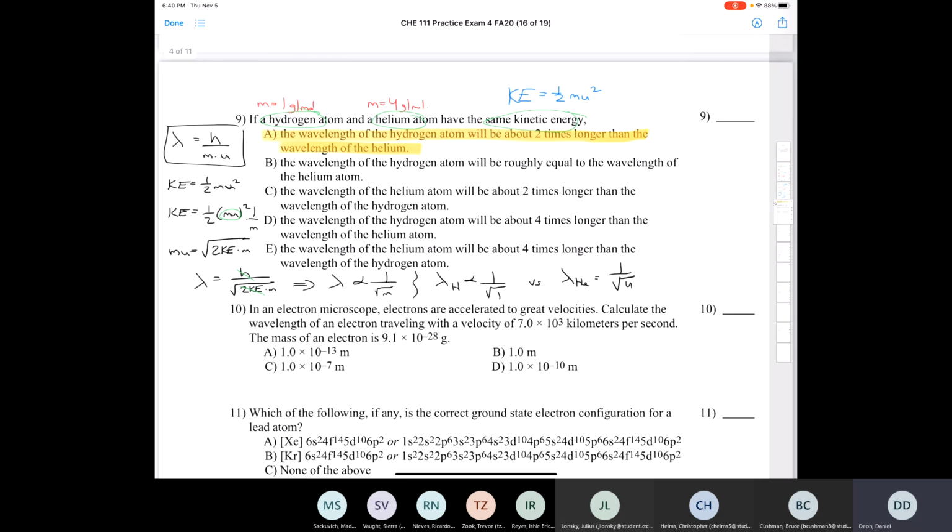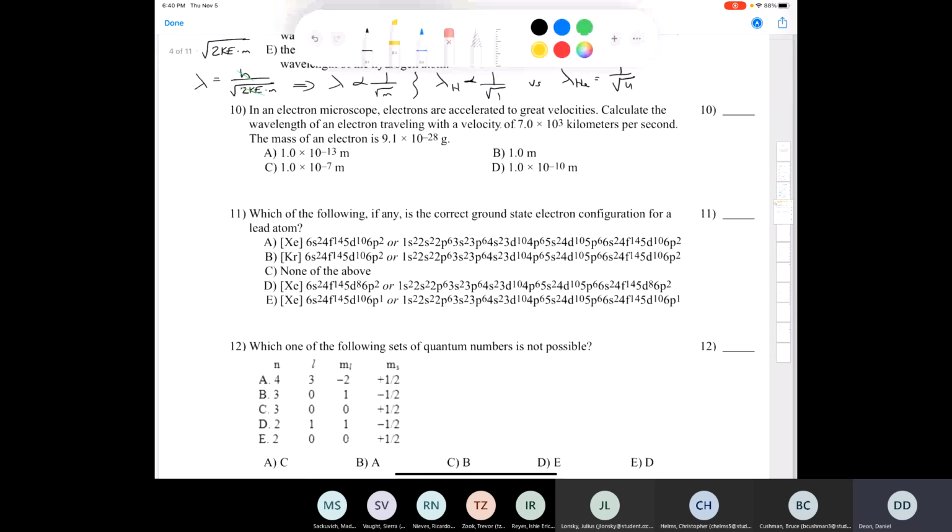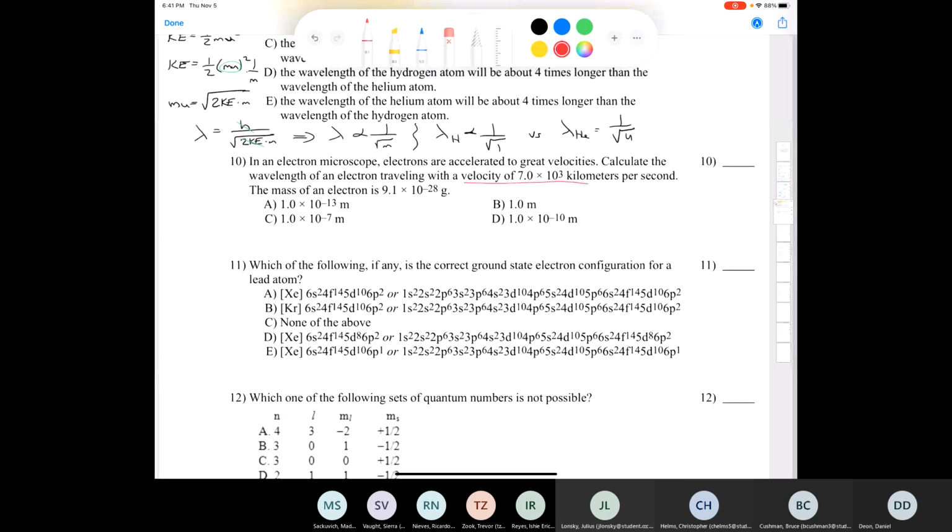Let's try another problem where we use the de Broglie wavelength equation. In an electron microscope, electrons are accelerated at great velocities. Calculate the wavelength of an electron traveling with a velocity, this is our u, of 7.0 times 10 to the 3 kilometers per second. And we're also given our mass. Again, we're going to use the de Broglie wavelength is equal to Planck's constant divided by mass times velocity. Remember that a joule is a kilogram meter squared per second squared. And so we're going to have to convert this mass into kilograms.